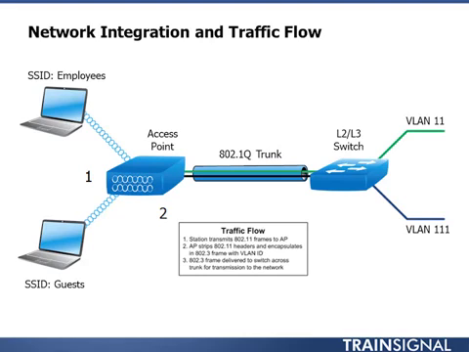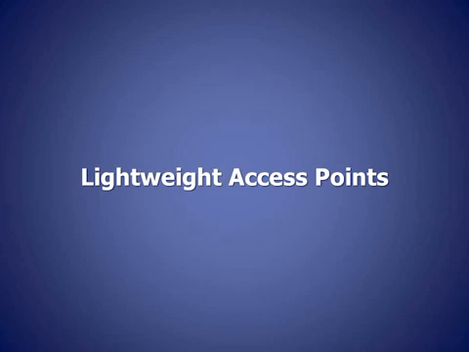So we've encapsulated our frame and sent it over the Ethernet connection to the switch. Once the switch has it, it can look inside the header where it sees the VLAN ID, and then it will route it according to that VLAN ID. So now we know how autonomous mode access points work. Let's take a look at lightweight access points.